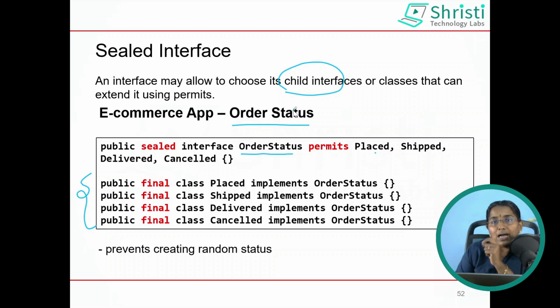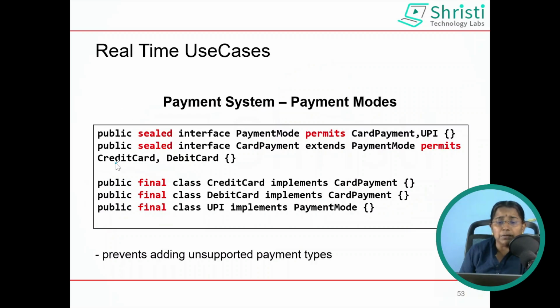What if I want to have an interface, that is a sub-interface? In that scenario, maybe I can have it as shipped and delivered together as fulfilled status. So I can have public sealed interface order status, permits, fulfilled status, comma placed, comma cancelled. Because shipped and delivered will come under fulfilled status. Likewise, we can do it. Let me show you one more example.